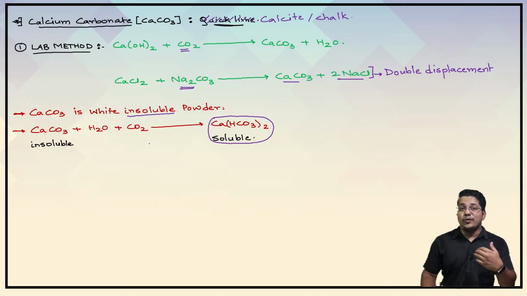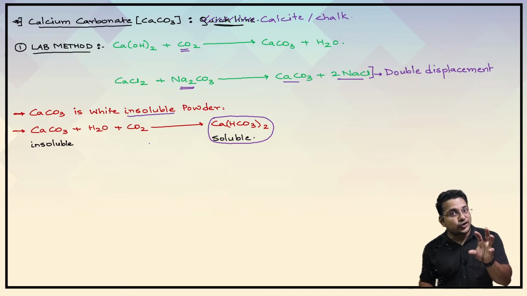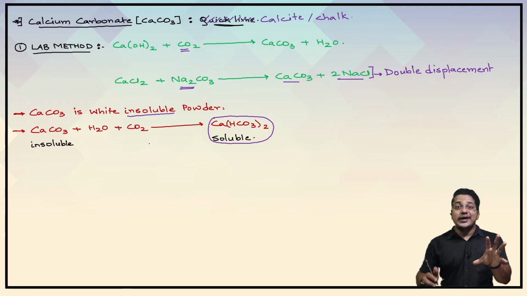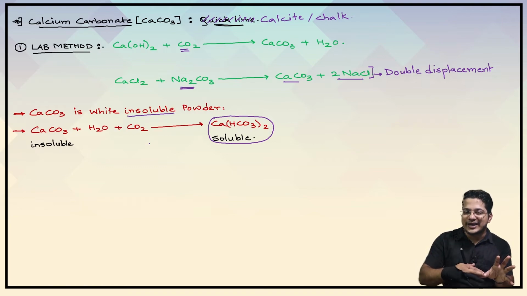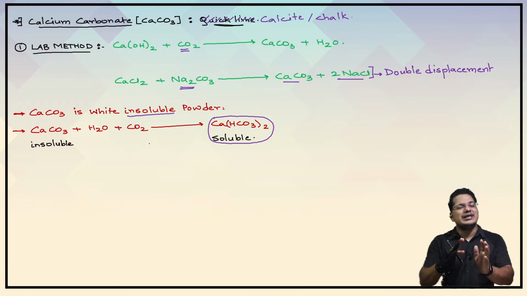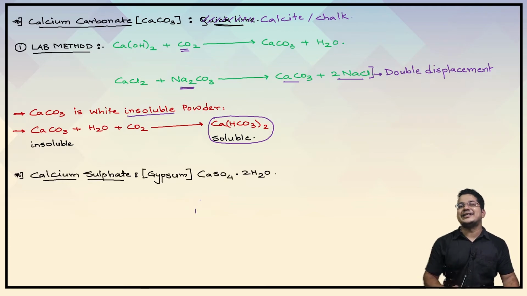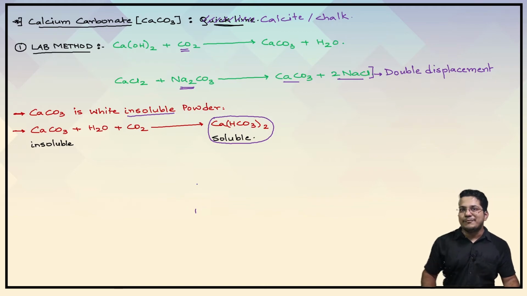So further, we can say that calcium carbonate, which was a highly insoluble compound, you treated with water and carbon dioxide, giving you a slightly soluble compound in water. Further, let's see the next compound of calcium. The next important compound that we are going to learn is calcium sulfate.